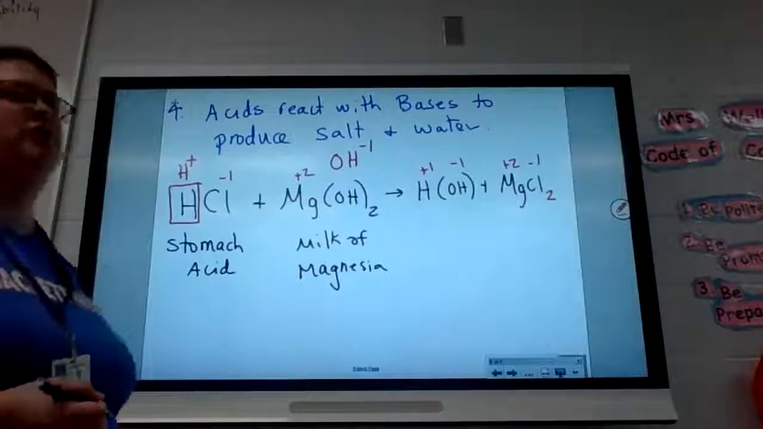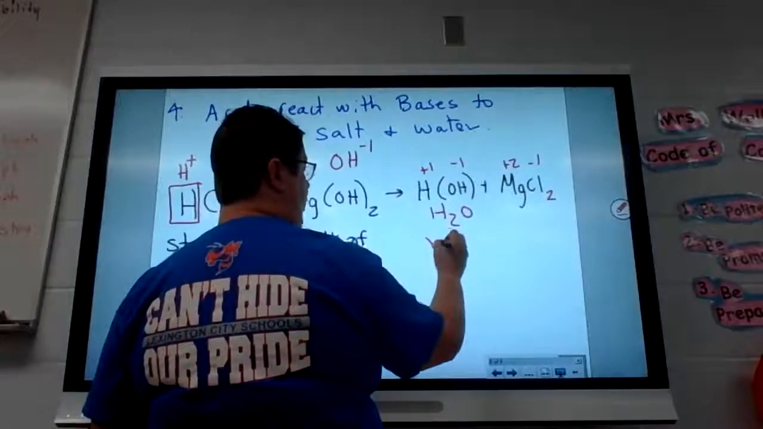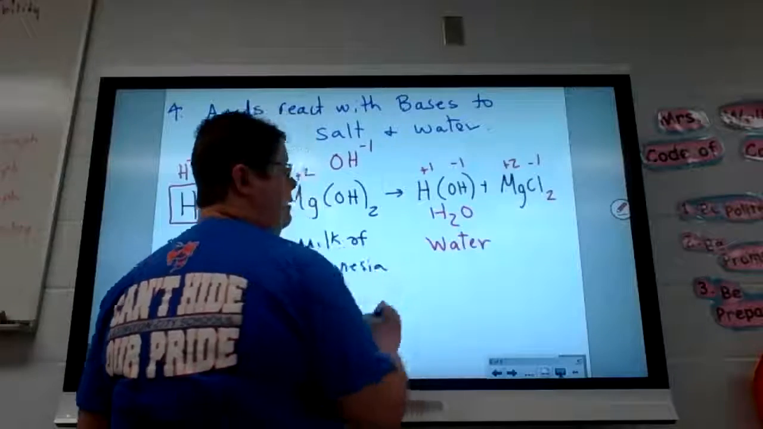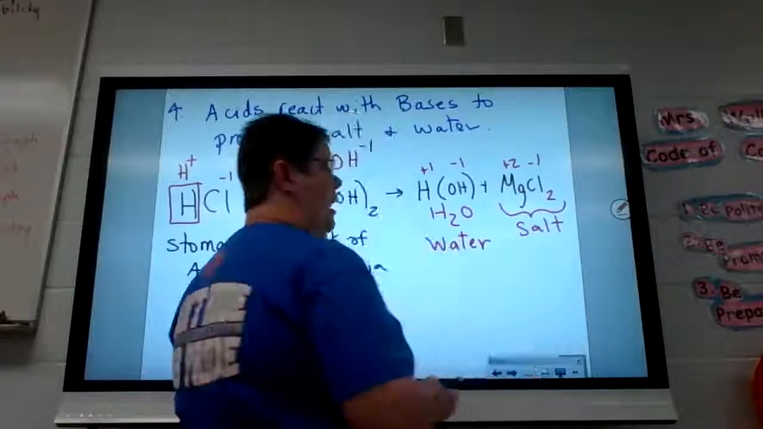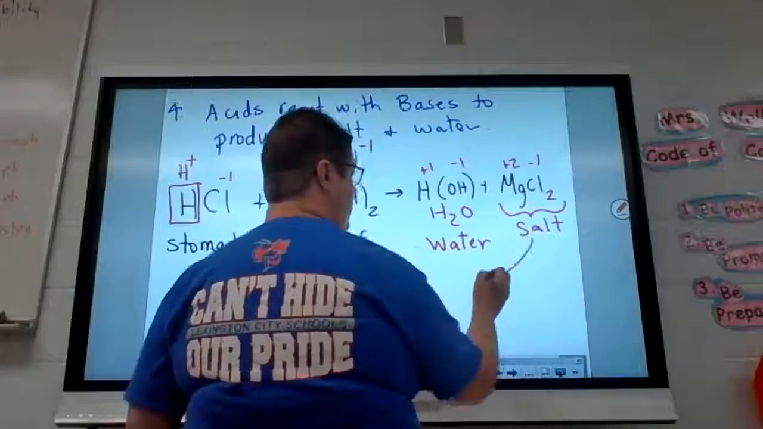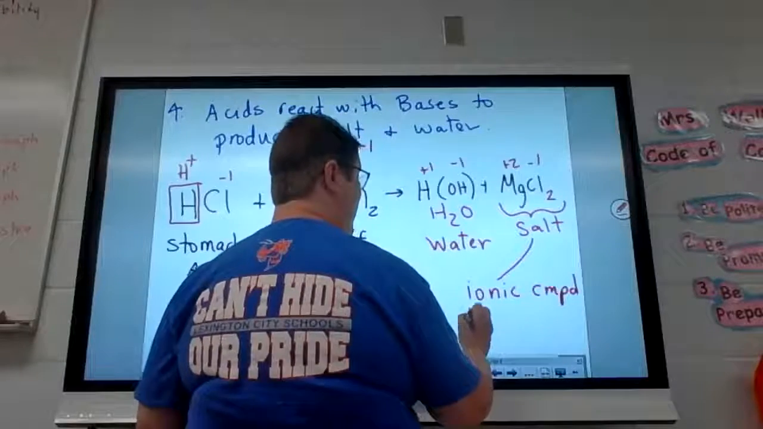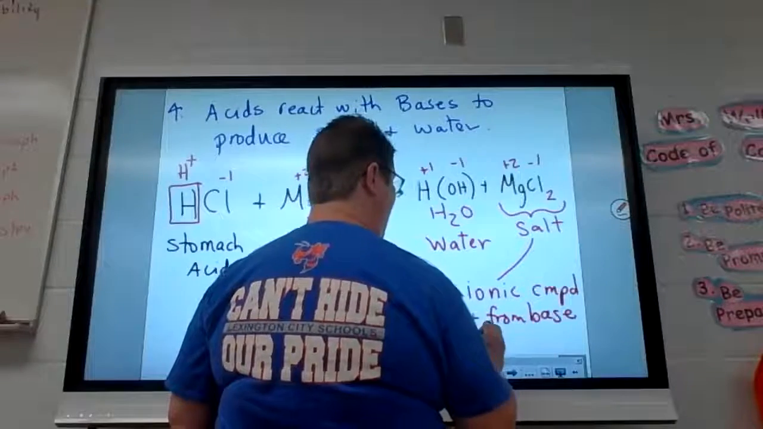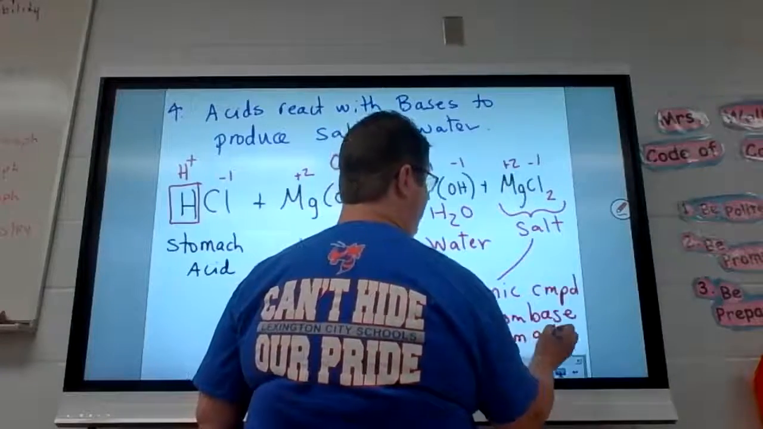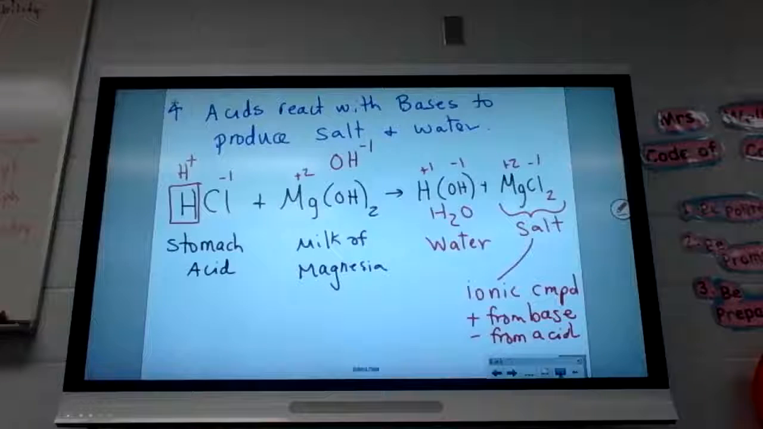What have we learned that HOH is called this semester? That's just H2O. Water, which we all know. And I told you the other day that this was called a salt, and I told you it was an ionic compound. It's called an ionic compound because it's the positive from the base and the negative from the acid. Basically it's just an ionic compound. Every time an acid and a base react, you're going to get a salt.